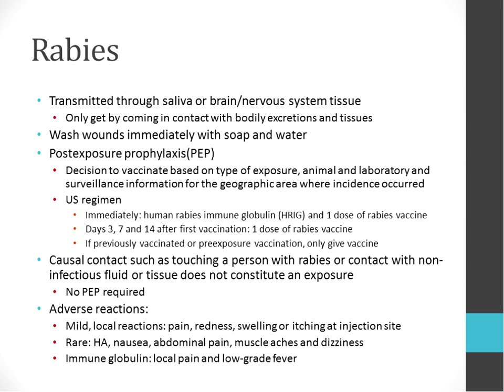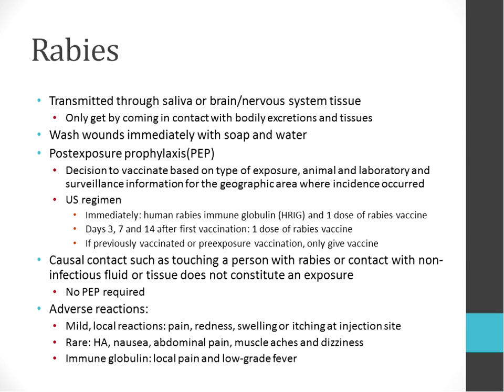Rabies, this was actually a very popular question on this past year's NAPLEX, so I would know what happens if a patient is exposed to rabies, so that post-exposure prophylaxis. I would know whether or not the patient needs to receive human rabies immunoglobulin, HRIG, and whether or not they need a rabies vaccine. Also, just know that casual contact for touching a person with rabies or contact with non-infectious fluid or tissue does not constitute an exposure.